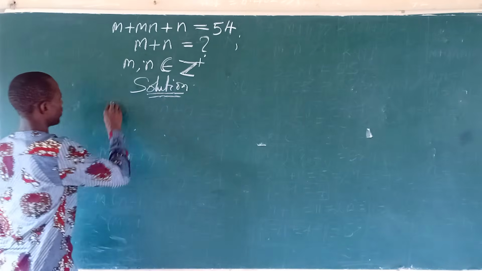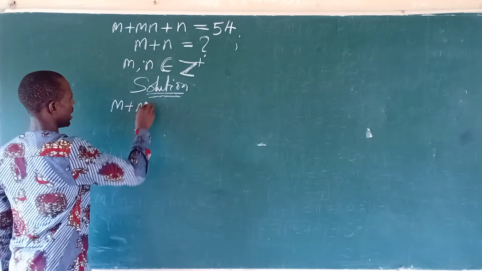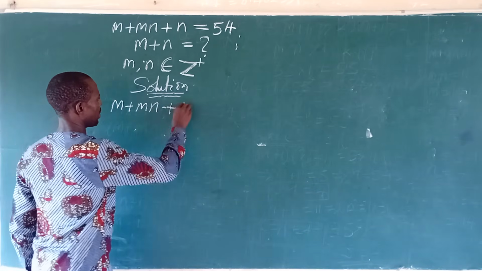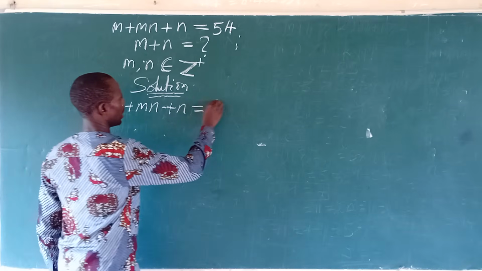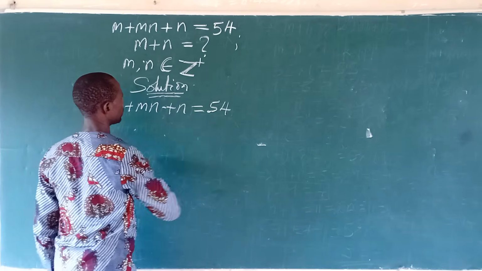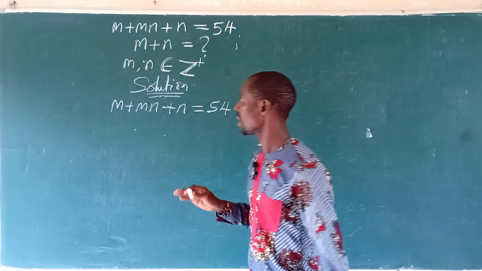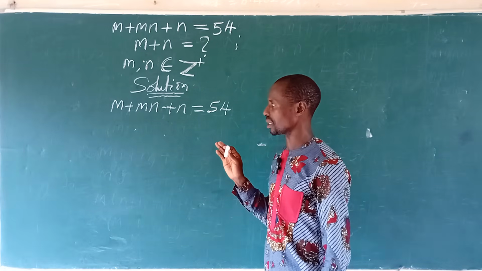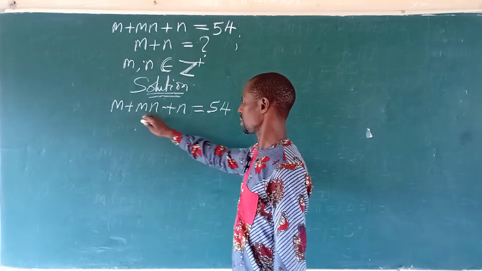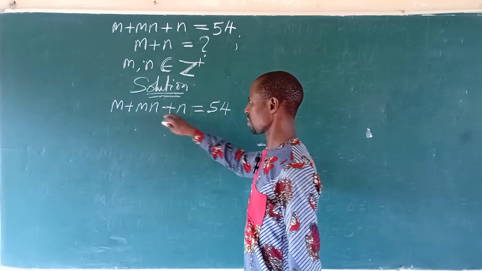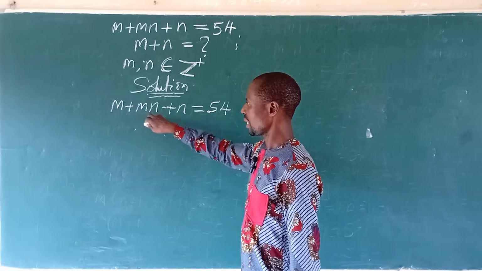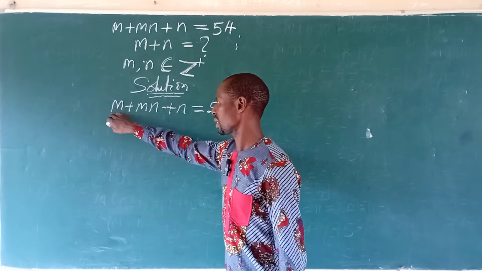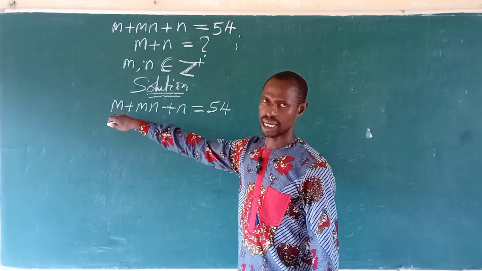All right, so the question is m plus mn plus n equal to 54. For us to get m plus n, it's just a matter of either we bracket this and factor out n from here, or we bracket this and factor m from this other side.